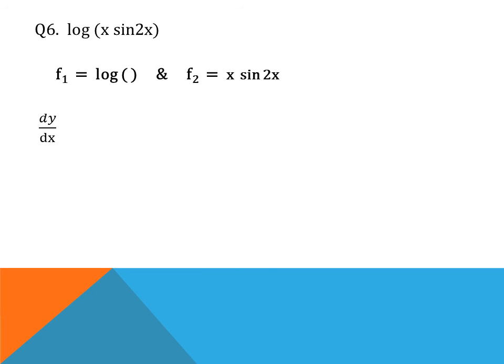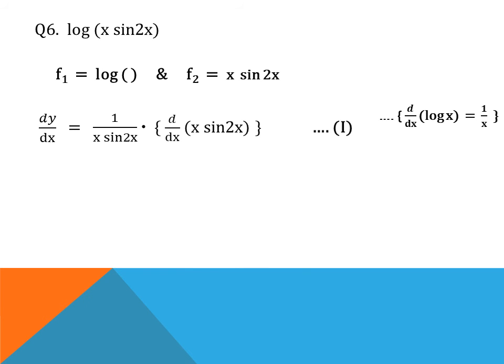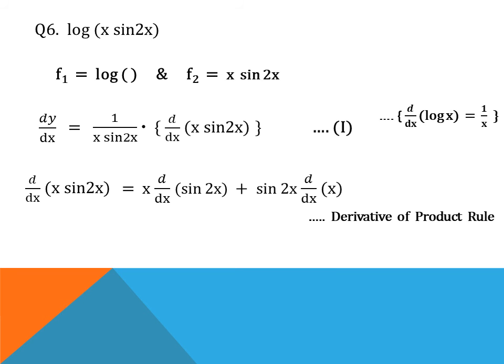So that will be the derivative of f1, which would be similar to the derivative of log x, but here in place of x you have x into sin 2x. So the derivative of f1 will be 1 upon x into sin 2x, into the derivative of x into sin 2x. Now because x into sin 2x has two terms which are multiplied, we'll apply the derivative of product rule. So let us first calculate that separately.